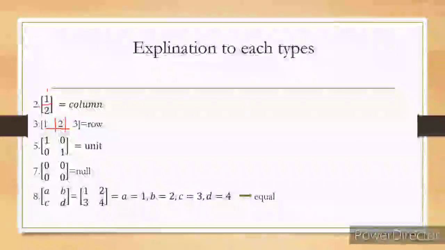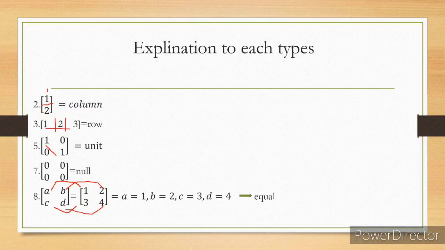In a unit matrix, the principal diagonal elements, that is 1 and 1, will be 1 and all other numbers in the array will be 0. In a null matrix, all the numbers enclosed in the brackets will be 0. But in equal matrices, the given two matrices will be equal. Here I have taken an example of A, B, C, D and 1, 2, 3, 4. Here A will be equal to 1, B will be equal to 2, C will be equal to 3 and D will be equal to 4. So this means the two matrices are equal.